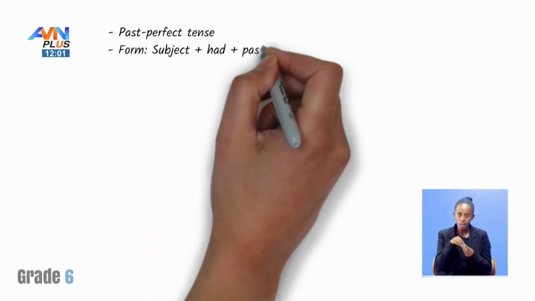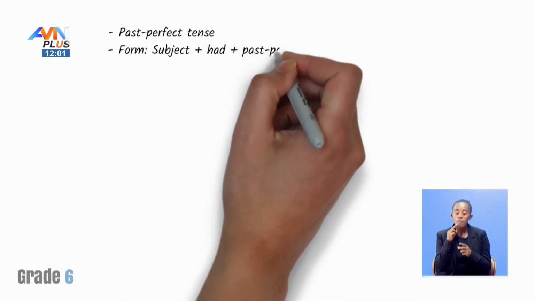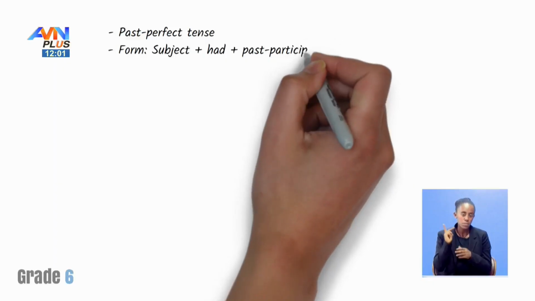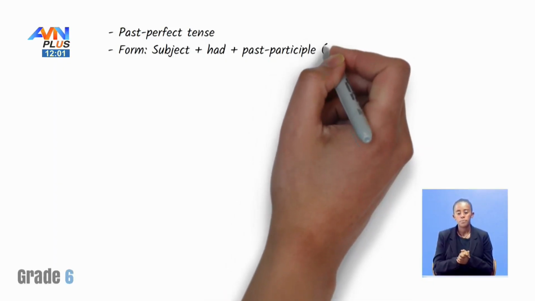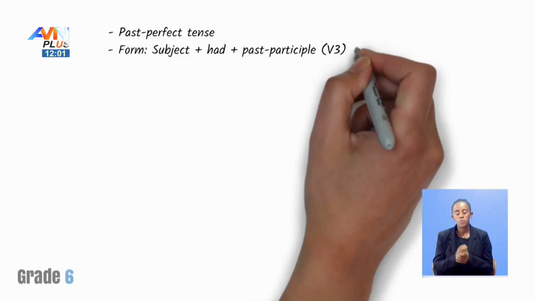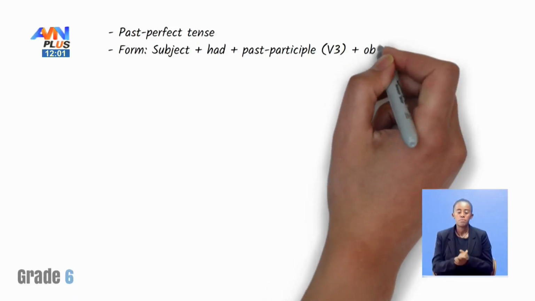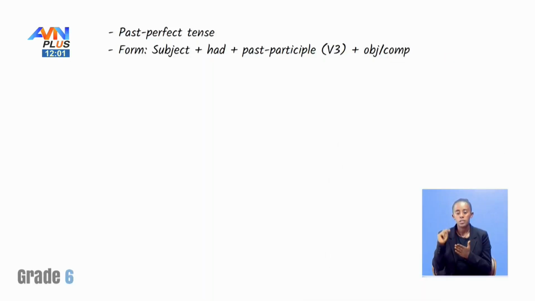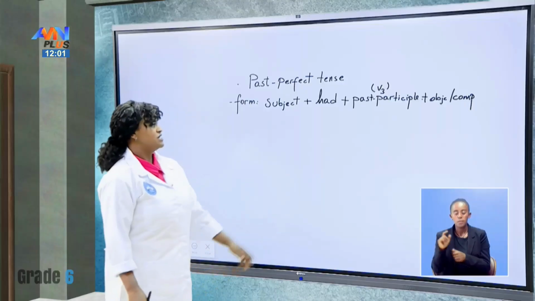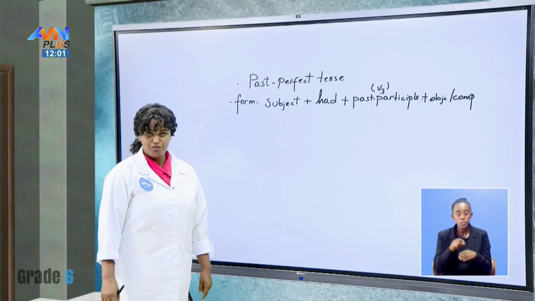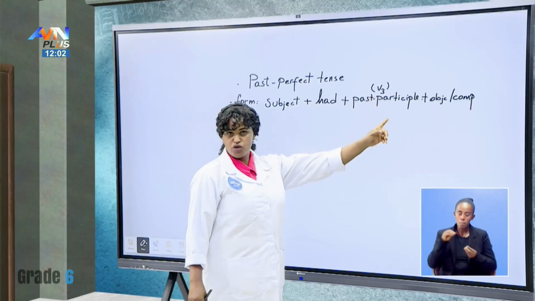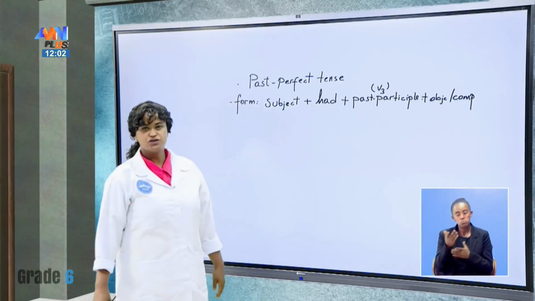Plus, the type of the verb that we use here is past participle, or what we call verb 3. All right? Then, object or complement. This is the form of past perfect. Subject plus had plus verb 3 or past participle, then object or complement.